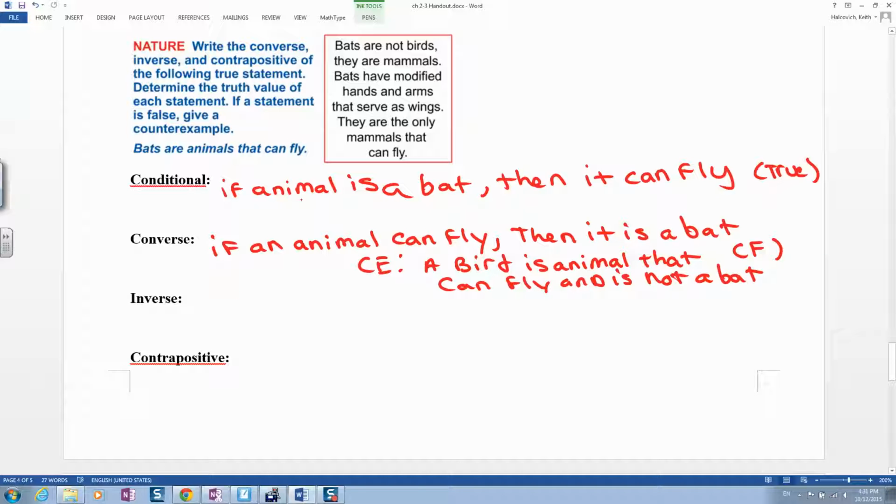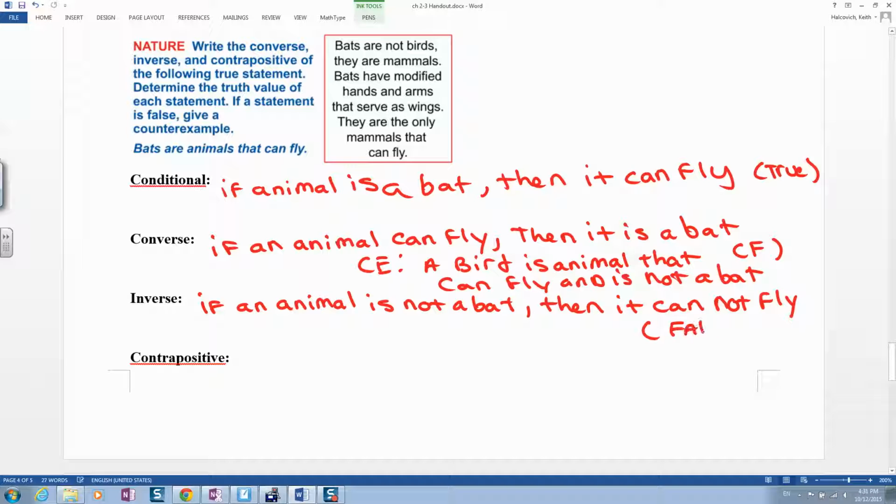The inverse of that would be if you negate the conditional. So if an animal is not a bat, then it cannot fly. And that is false as well. Counterexample to that is once again a bird, which is not a bat but can fly.